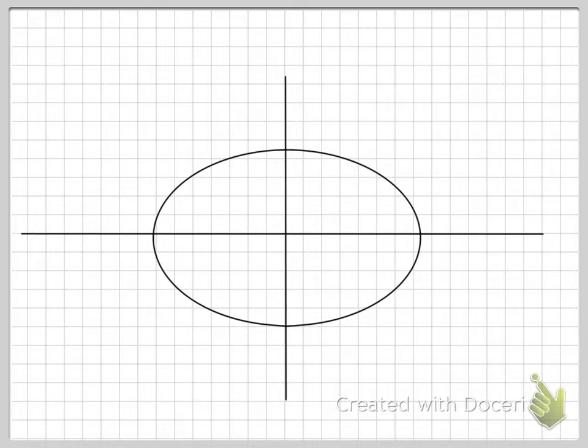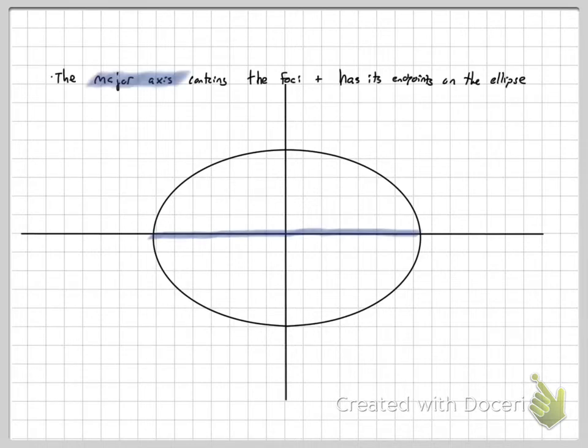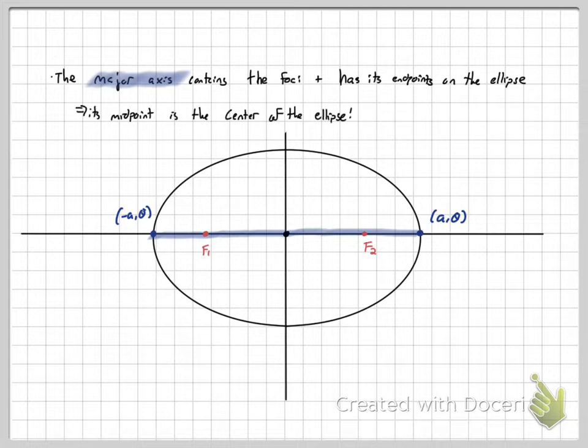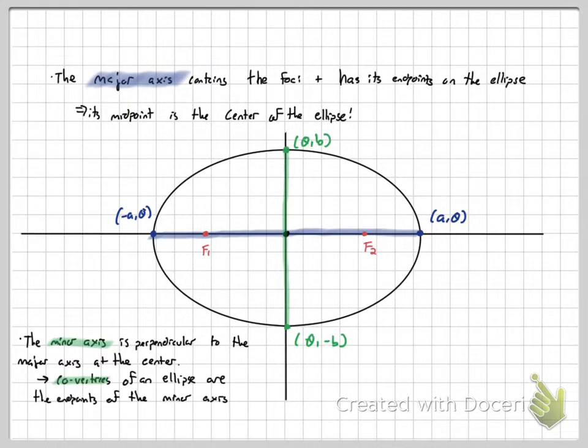Let's talk about some major features of an ellipse. The major axis contains the foci and has its endpoints on the ellipse. Here in this example would be our major axis. I call my endpoints negative a, 0 and a, 0. My focus points are on that line. The midpoint of the major axis would be the center of the ellipse. The minor axis is perpendicular to the major axis at the center, and its co-vertices are the endpoints of the minor axis. I would call those 0, b and 0, negative b.